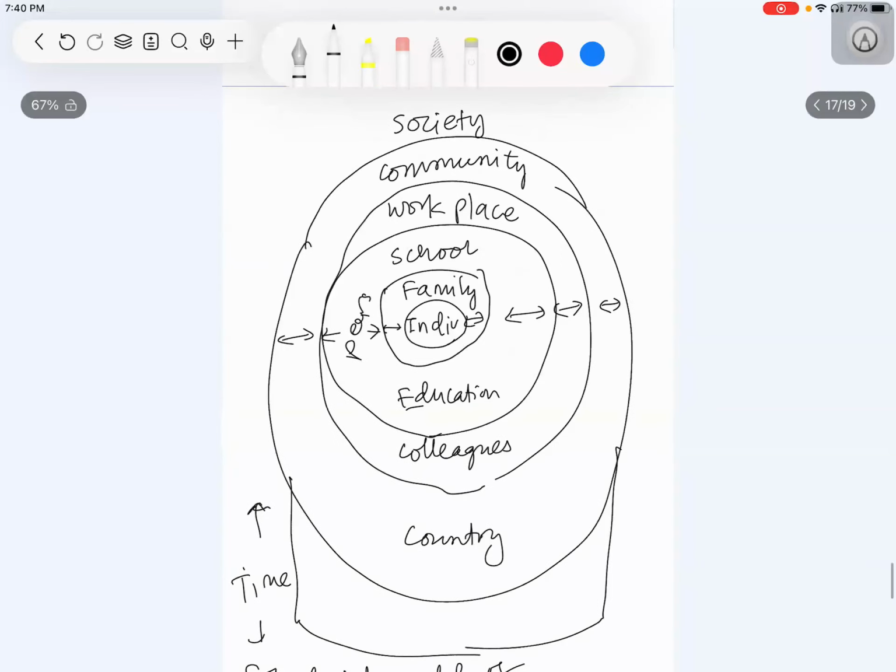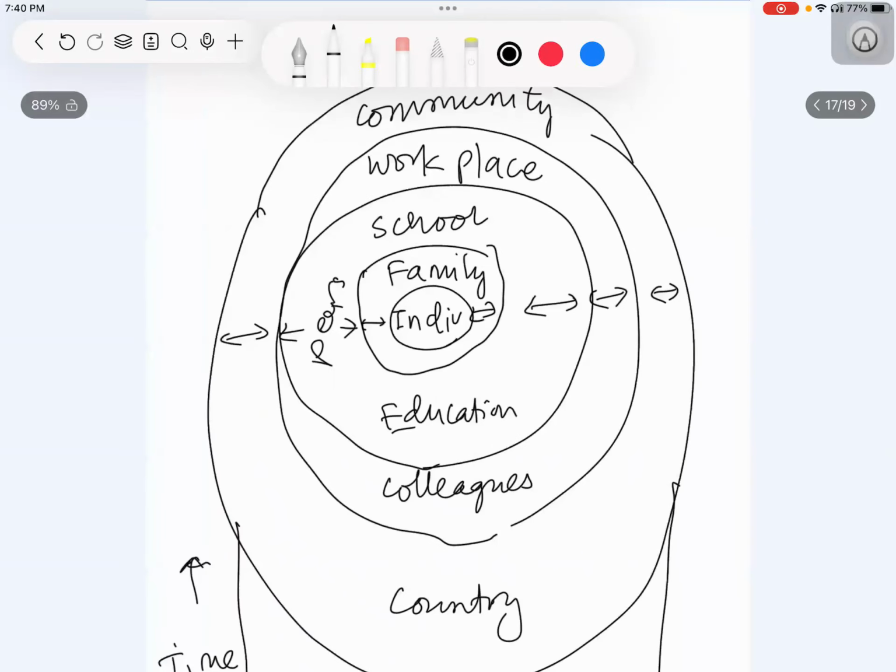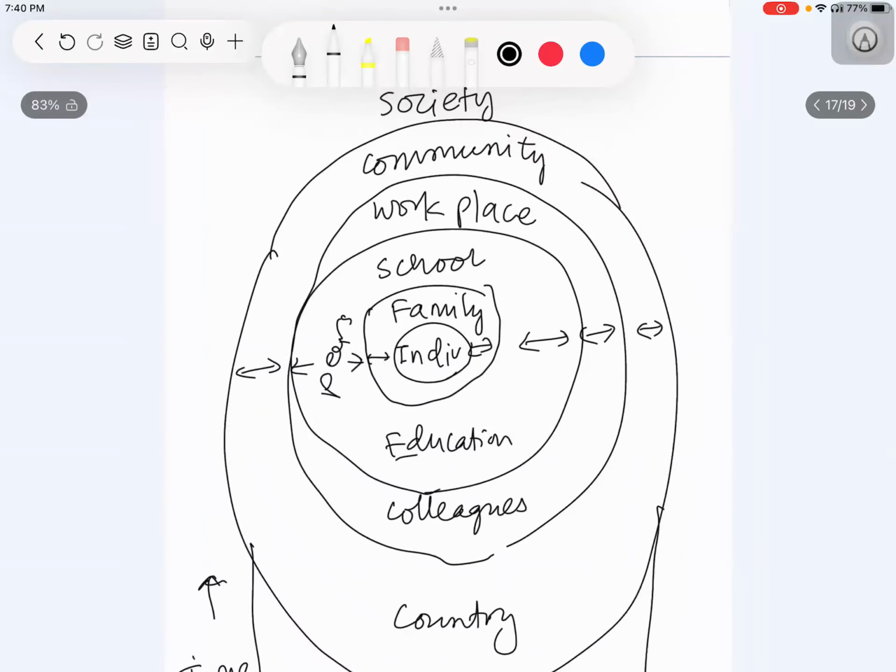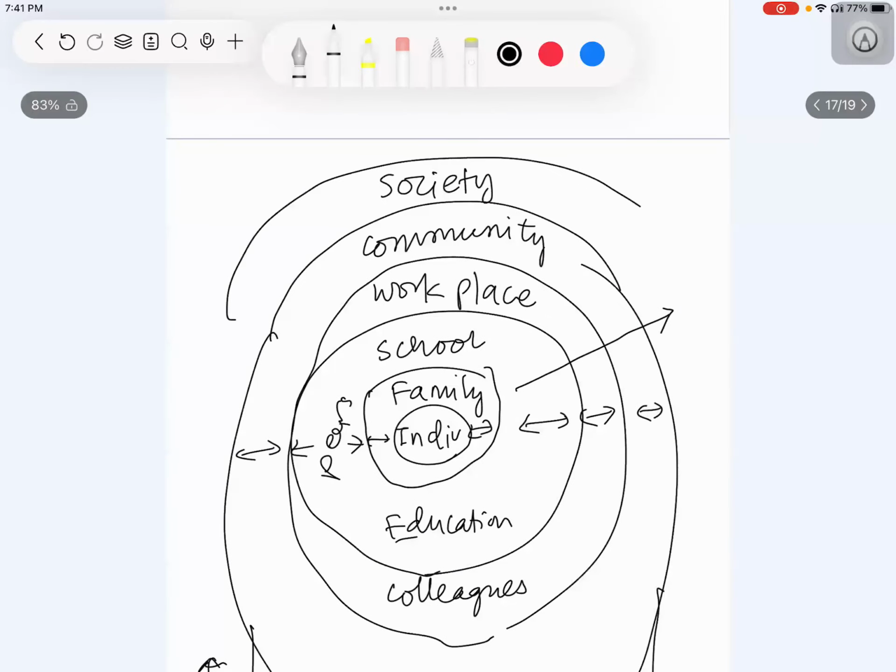Very important kind of understanding that how the individual is actually not alone, actually due to the interaction with concentric circles. With time we will be in touch with a larger society, right? Initially the small child is confined to the family, then as he or she is growing up, he is going to the school, then workplace, then community, then society, everything is affecting, right?